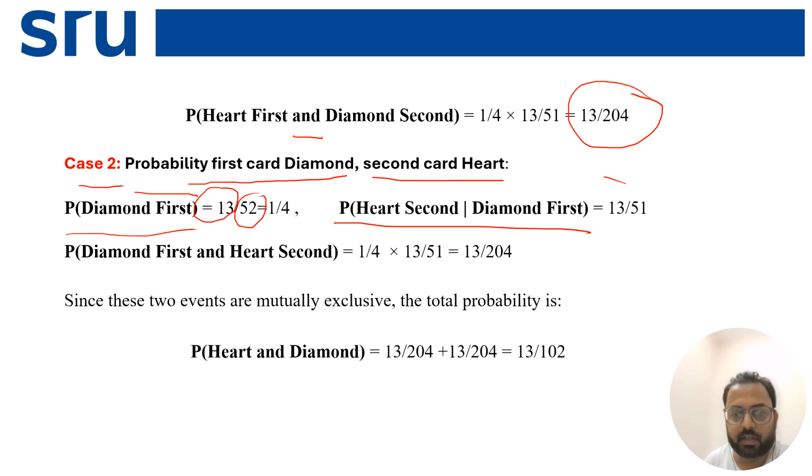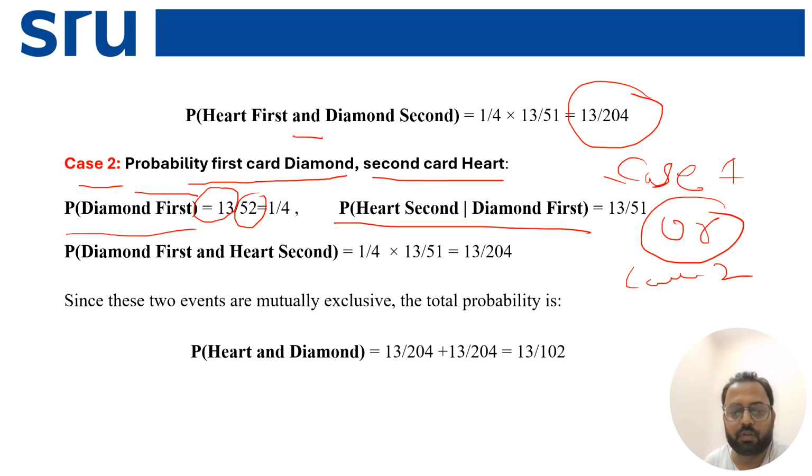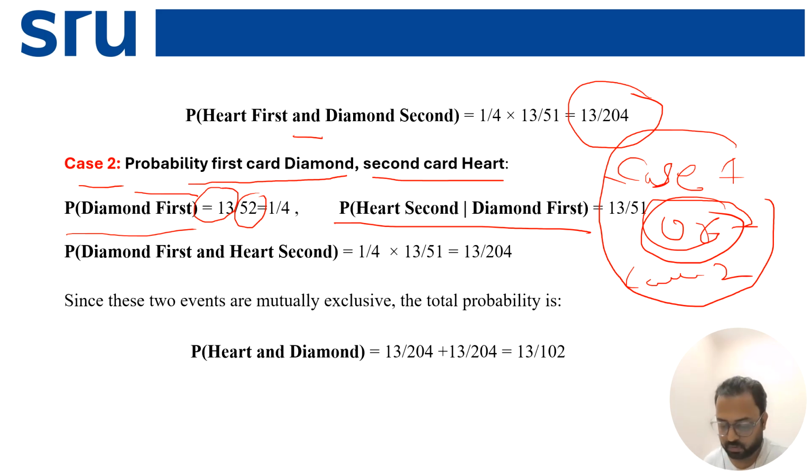And here there are two cases, case 1 or case 2. So here we have the word "or". First case and second case are mutually exclusive, and here we have the word "or", so we add probabilities. So 13 by 204 plus 13 by 204 is equal to 13 by 102, which is the required probability.